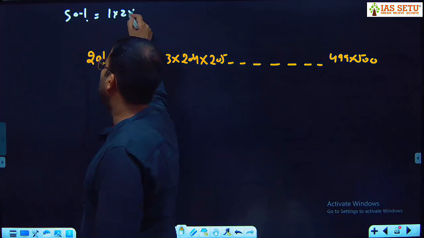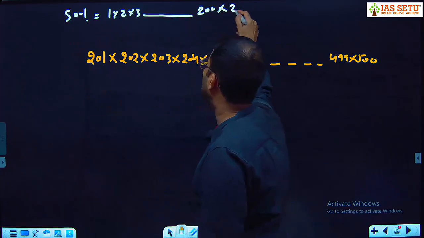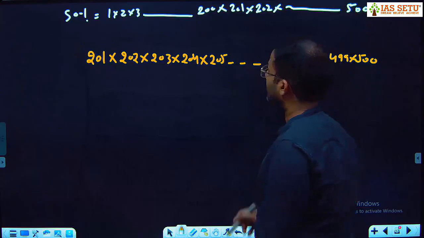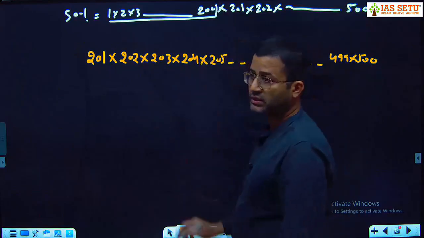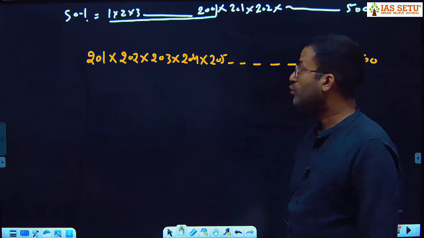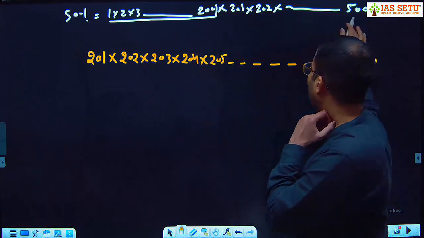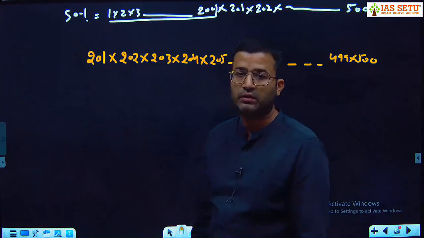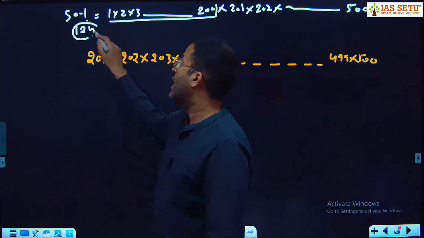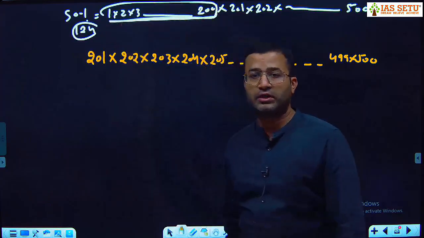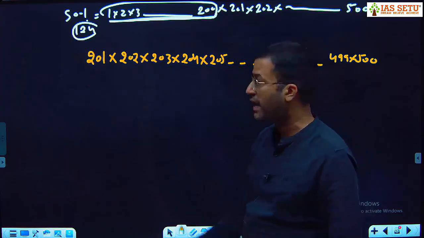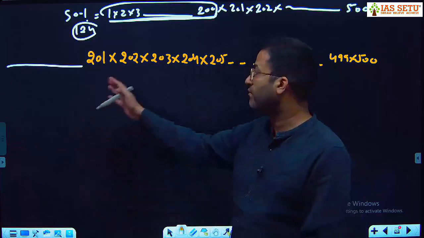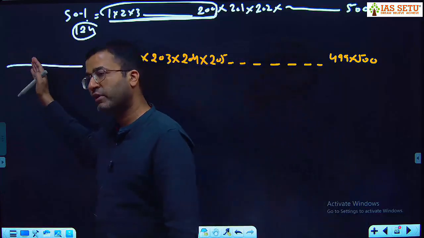1 into 2 into 3, 200 into 201 into 202. See here, it is 500. What is missing? 1 to 200 is missing. So what you see here, in 500 factorial, how many 0s are there? We have done 124. And in 200 factorial, how many 0s are there? 49. So it means these 49 0s are missing. It would be 500 factorial if we had a complete 1 into 2 into 3.